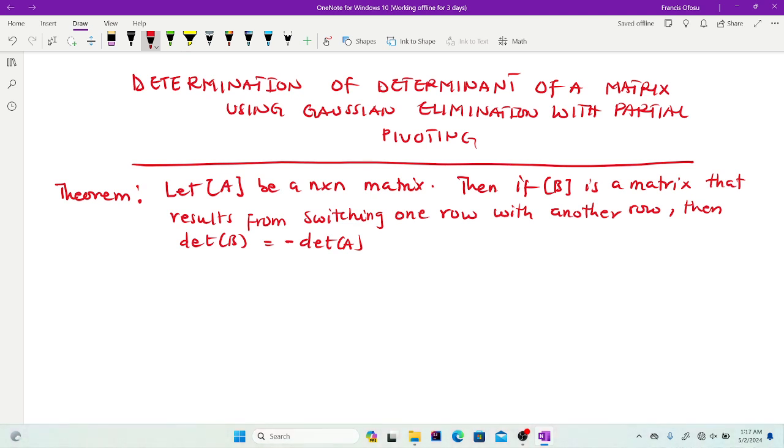So in this video, I'm going to take you through the determination of the determinant of a matrix using Gaussian elimination with partial pivoting. In our previous video, we did how to determine the determinant of a matrix using the naive Gaussian elimination method. So this time around, we are using partial pivoting.